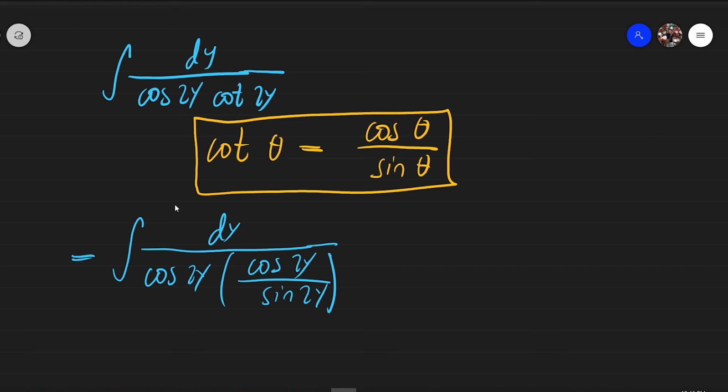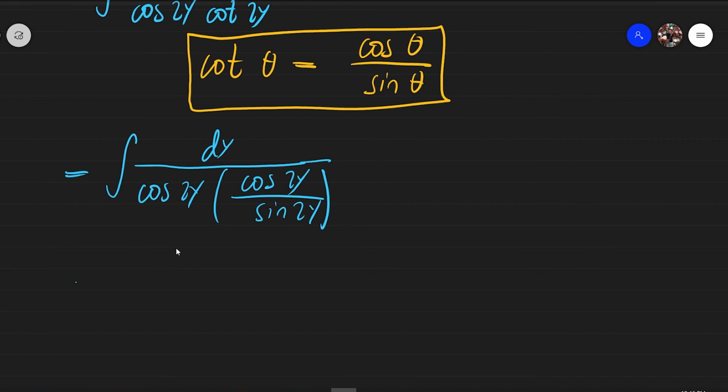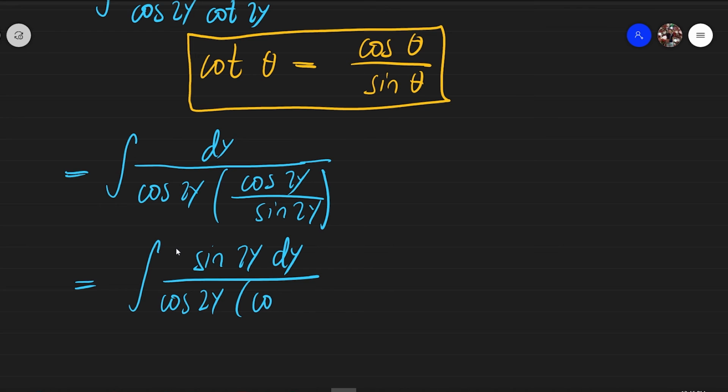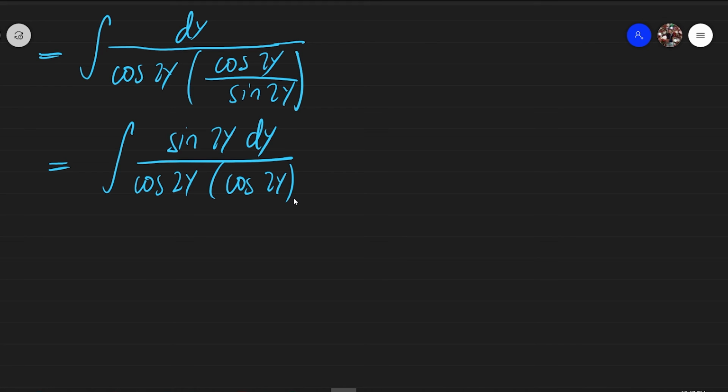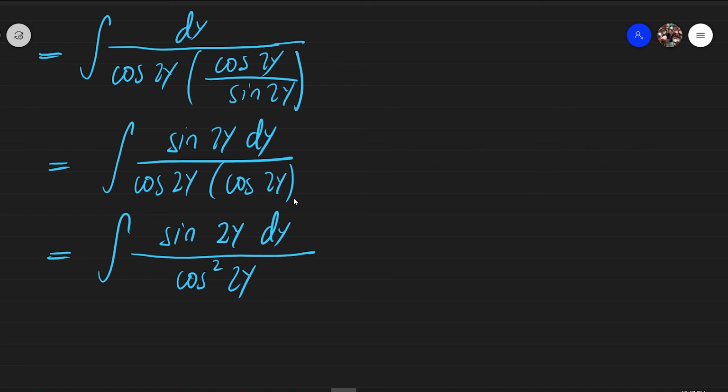So your sine 2y will go up. This will be equal to the integral of sine 2y dy all over cosine 2y multiplied by cosine 2y. So there are two cosine 2y. So you can rewrite this as the integral of sine 2y dy all over cosine squared 2y.